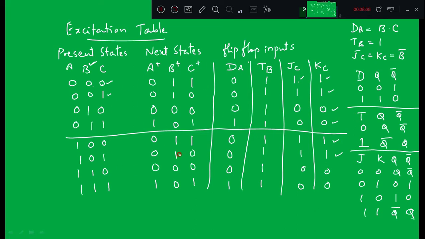So this is the excitation table. With this excitation table, we are going to draw the final logic state diagram for the given circuit. Okay, it is quite easy to draw the state diagram now, right? So you just identify the present state and what will be the next state if my present state is this one. Okay, using the present state column and the next states column, we are going to identify the next state of the sequential circuit.